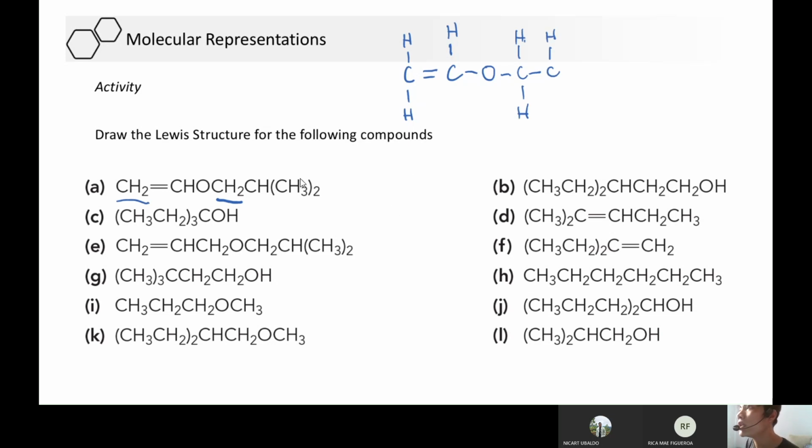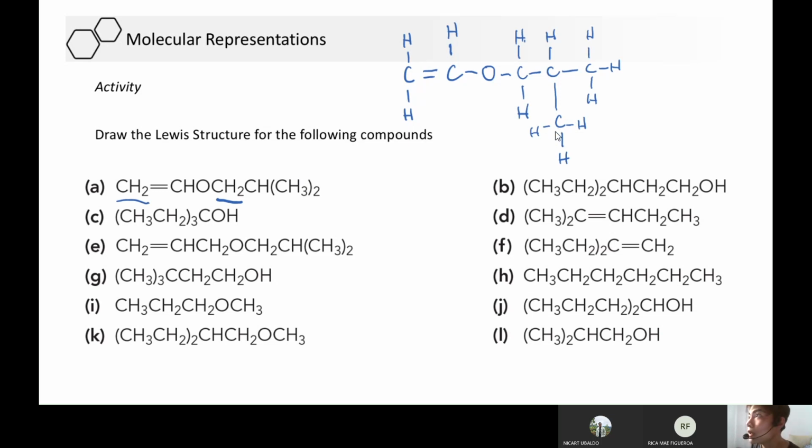Tapos, ano pa? Lastly, alam natin na may dalawa tayong CH3. So, saan kaya nakadugtong yon? Siyempre, hindi na pwede dito, no? Dito pwede pa, no? So, pwede natin dugtong yung dalawang CH3 dito, no? So, yan. Dalawang CH3. H, H, H. Binaba ko na para mas may space, no? So, that is the structure, no? So, we have CH2, double bond, CHO, CH2, CH, tapos dalawang CH3.